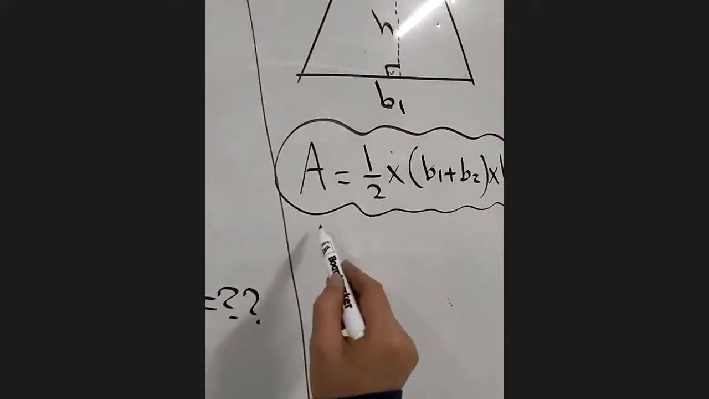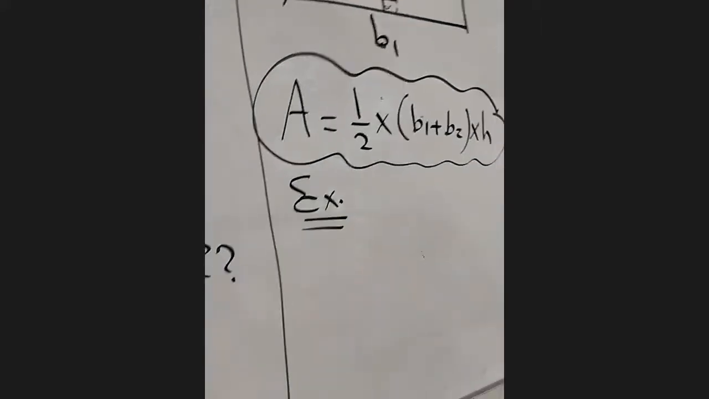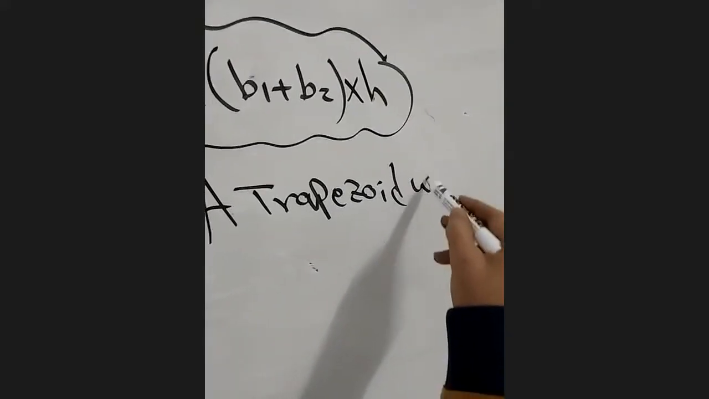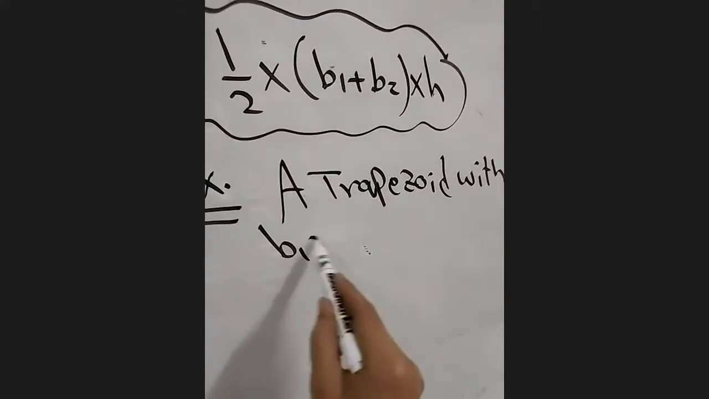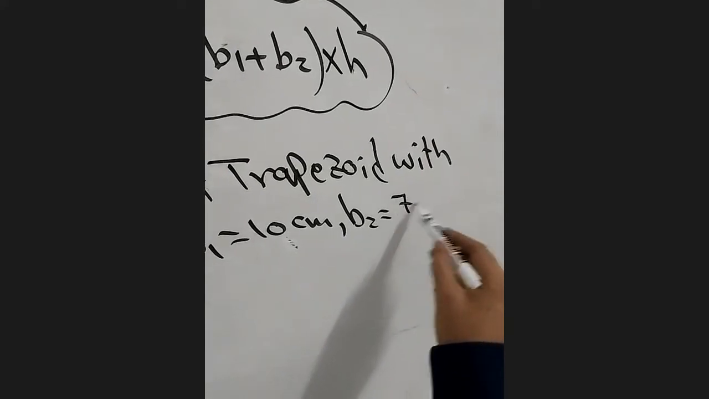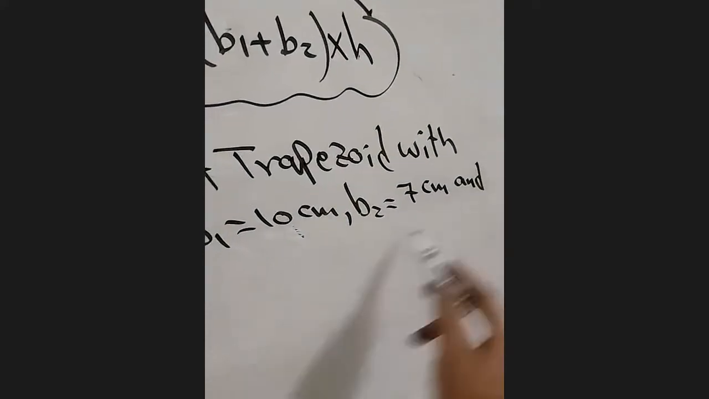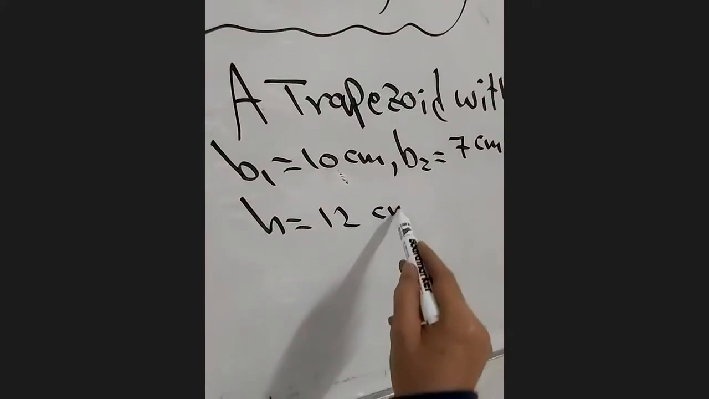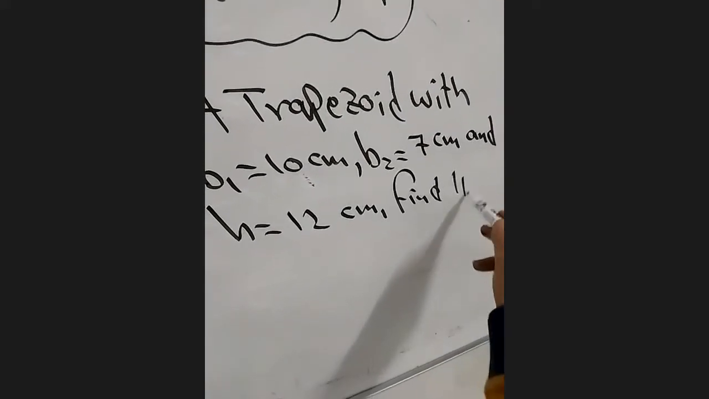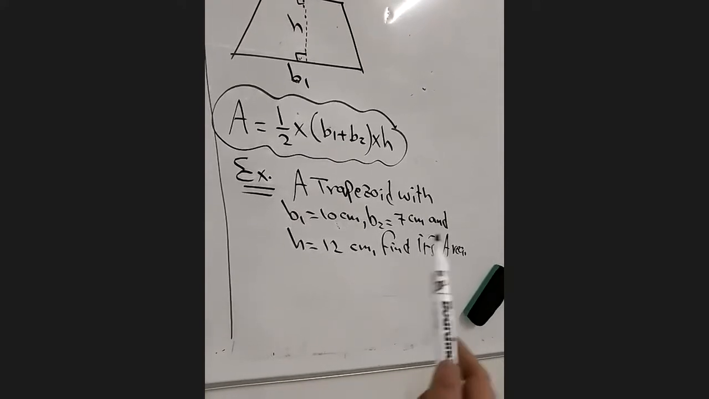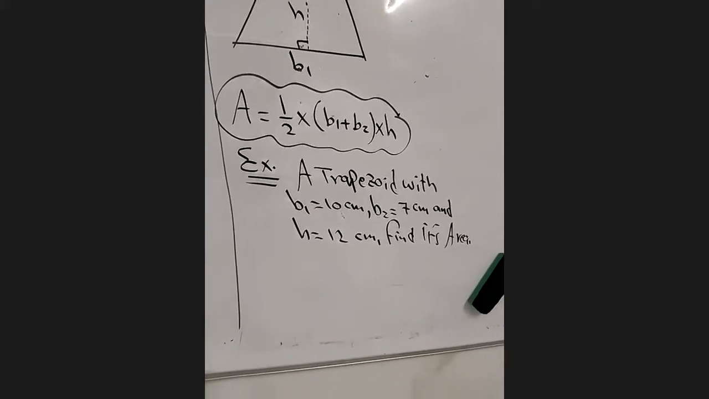For example, focus here, guys, please. A trapezoid with B1 equals 10 centimeter, B2 equals 7 centimeter, and height equals 12 centimeter. Find its area. A trapezoid with B1 10, B2 7, and height 12. Find its area. We follow the formula.